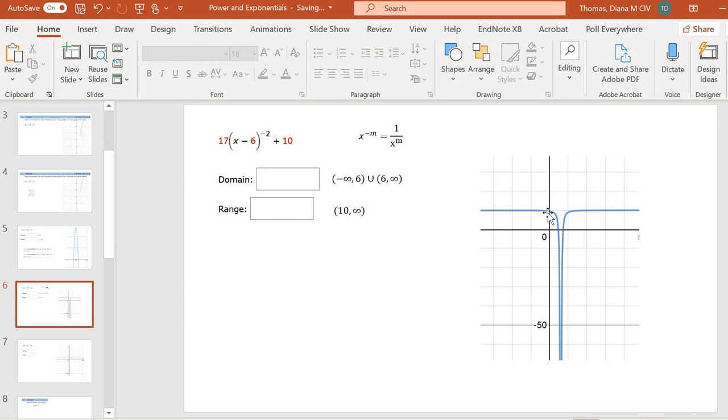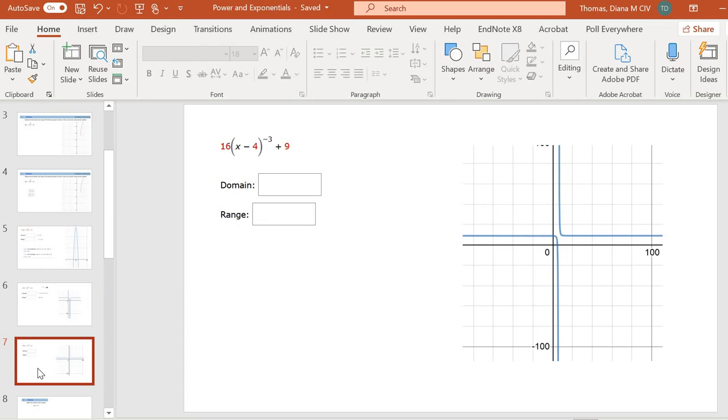And I can see that here. So that must mean this line here is 10. And everything below 10 is okay for the range. Everything above 10 is not. And so there we have the 10, or bigger than 10. 10 is not included. It's what we call a horizontal asymptote.